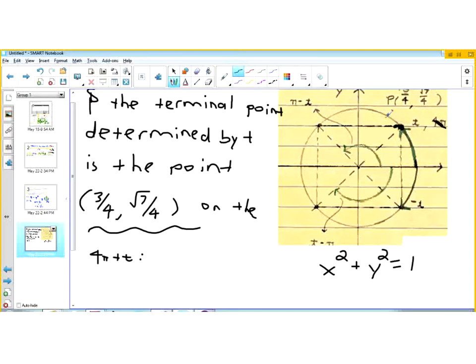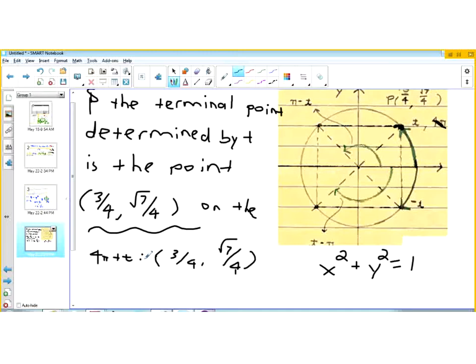So t plus 4 pi along the unit circle means I just make 2 laps around the unit circle, and I wind up back at t. So this is just the same as t, and so the coordinates then would be the same. Okay? Basically, I just make 2 laps around the circle and come back to the point from which I started. So the terminal point for 4 pi plus t is the same.